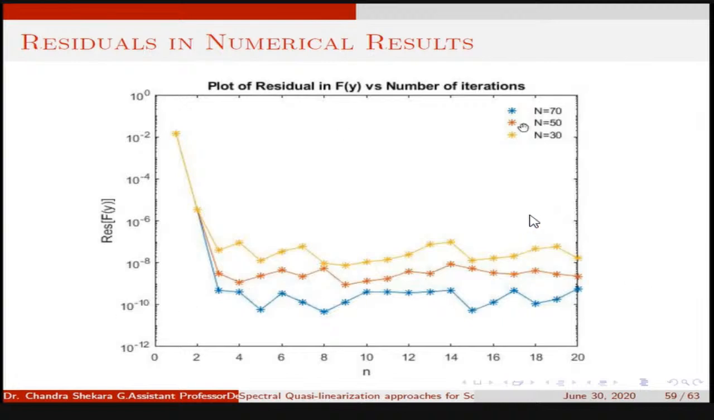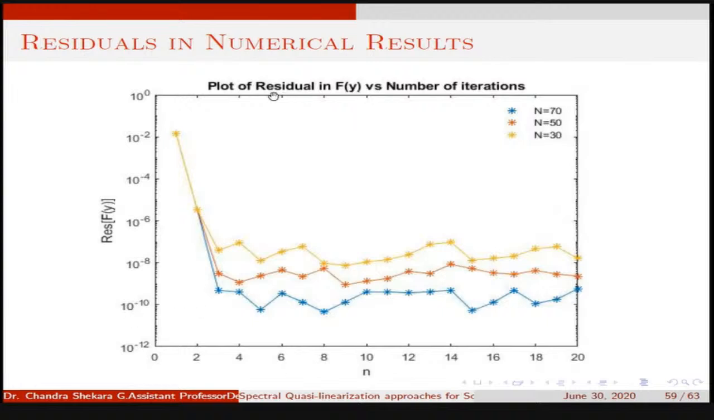So as the number of collocation points is increased, for n is equal to 30, the accuracy is around 10 power minus 7, and for n is equal to 70, the accuracy is around 10 power minus 10.